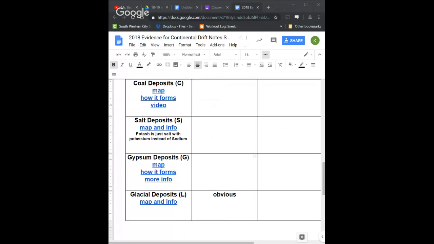But if you Google it, like I just did a second ago, you'll find exactly what you are looking for. So if you look for a map of gypsum deposits in the United States, you'll find it.